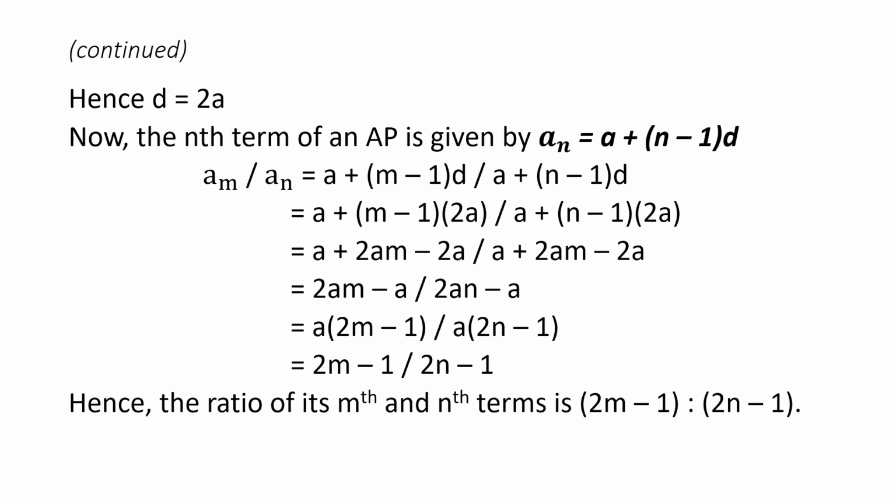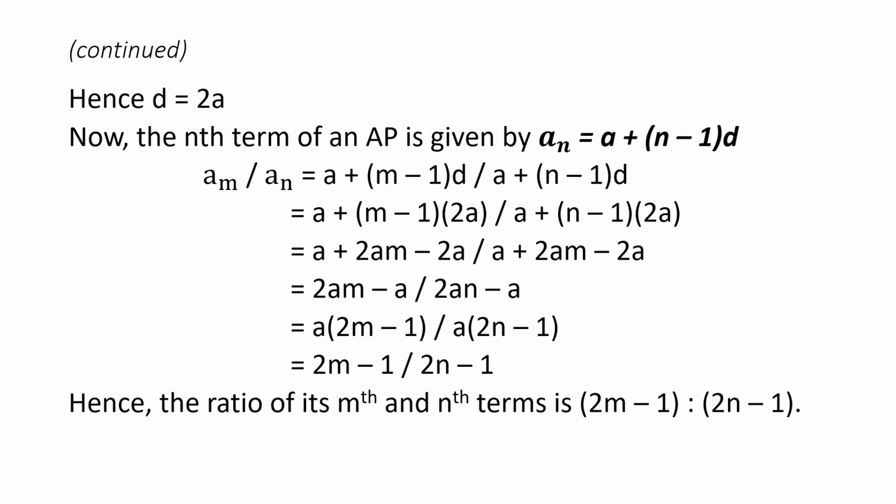Now the nth term of an AP is given by an is equal to a plus n minus 1 into d. We know this formula. Now what we have to show is the ratio of the mth term to nth term. So let us find out am upon an. Am upon an will be a plus m minus 1 into d upon a plus n minus 1 into d.